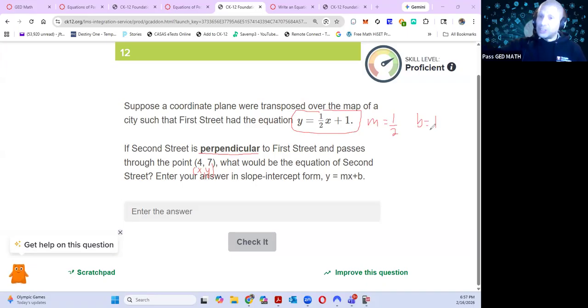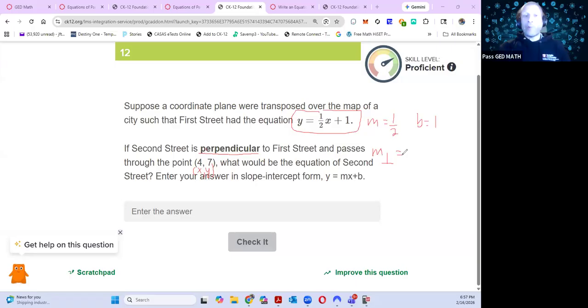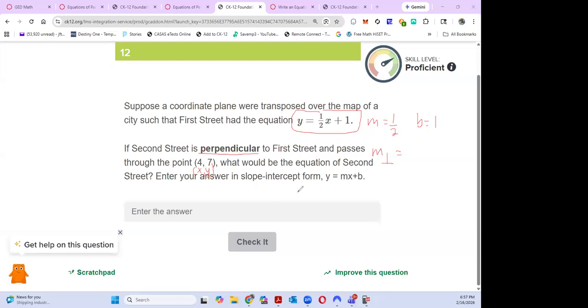One last thing we need, because they want to find the slope of the perpendicular. What is the slope of a line that's perpendicular to this line? How do we find the slope of a perpendicular line? Can anybody remember what I told you? Nope, don't need another point, not yet. Parallel lines have the same slope. What did I tell you about perpendicular lines? You change the sign and flip.